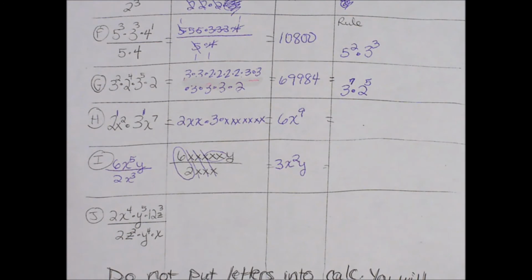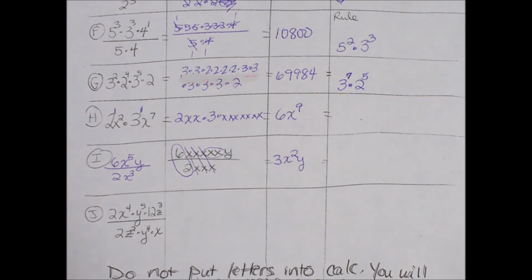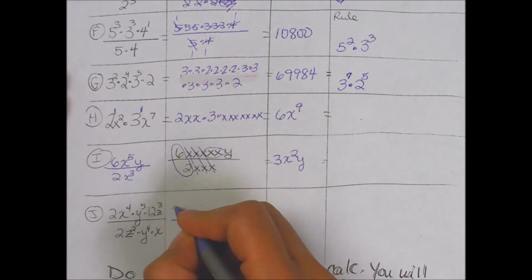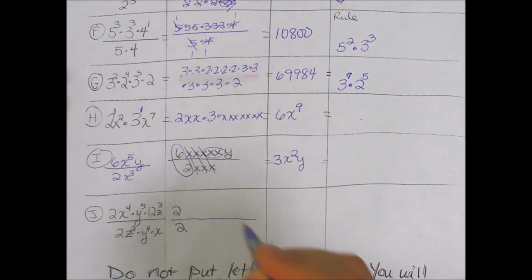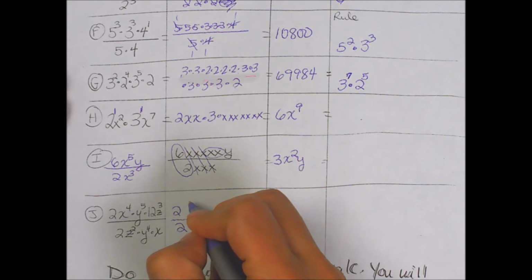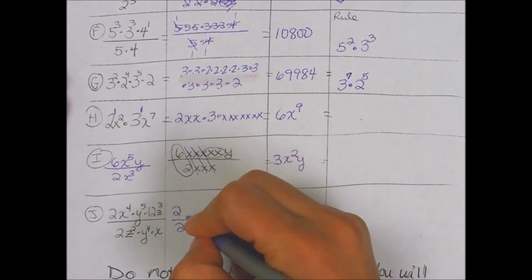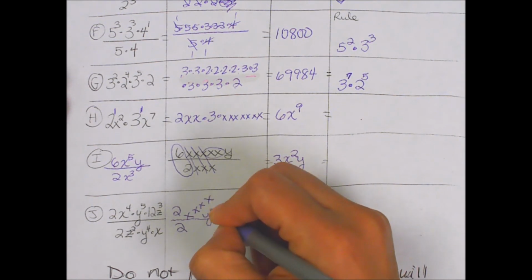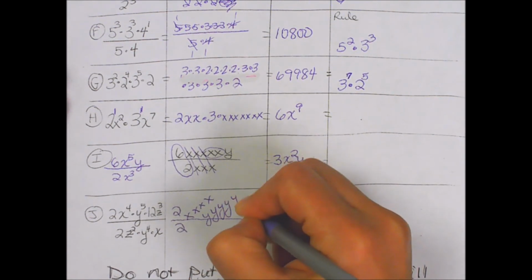All right, then I got the last one down here. We're gonna expand this. Ooh, this might get ugly. I'm gonna put the 2's here, and then if you don't mind, I'm gonna kind of layer this. 1, 2, 3, 4 x's. 1, 2, 3, 4, 5 y's.